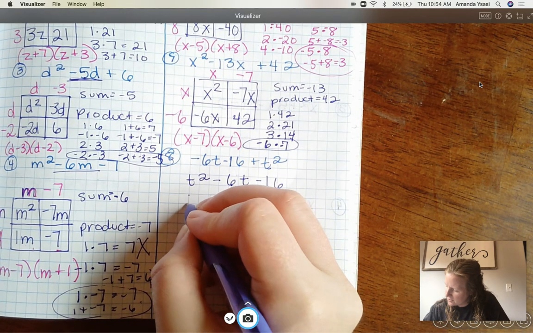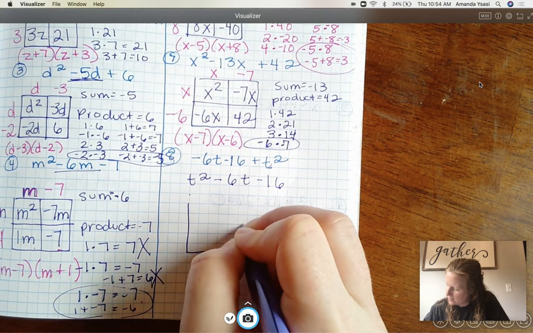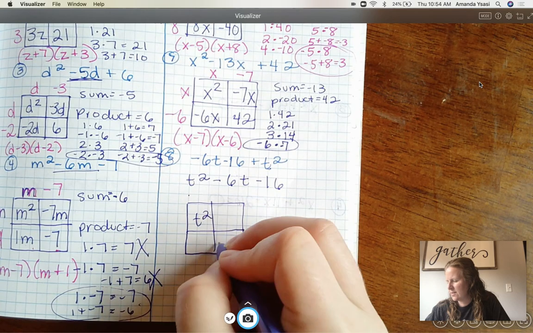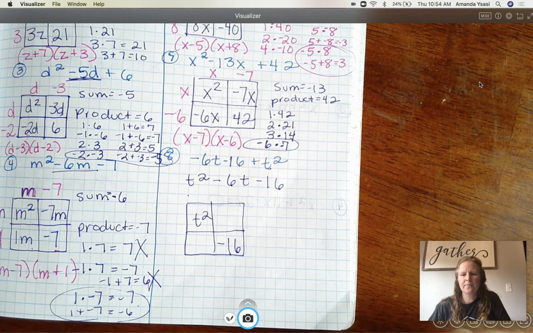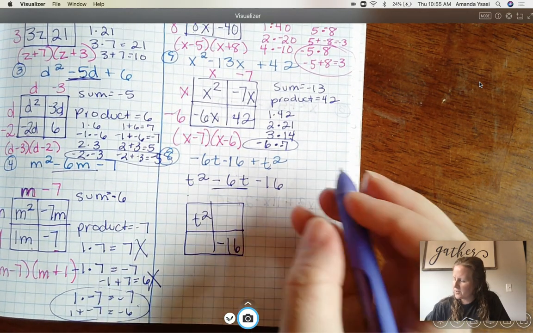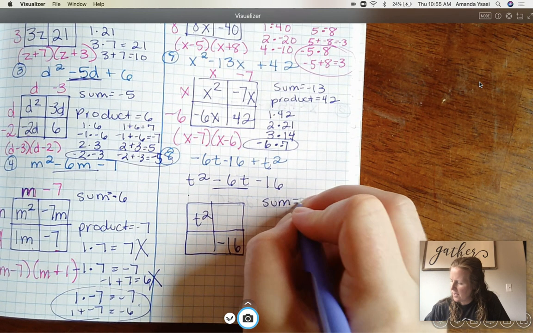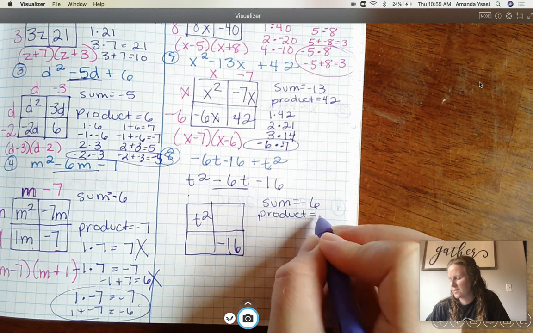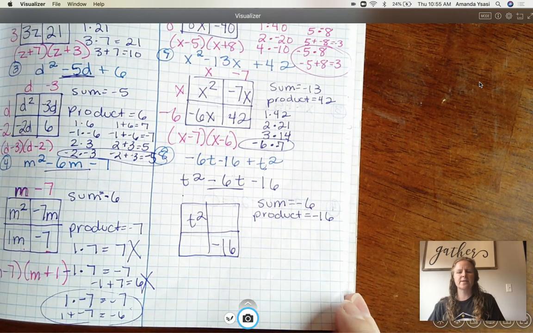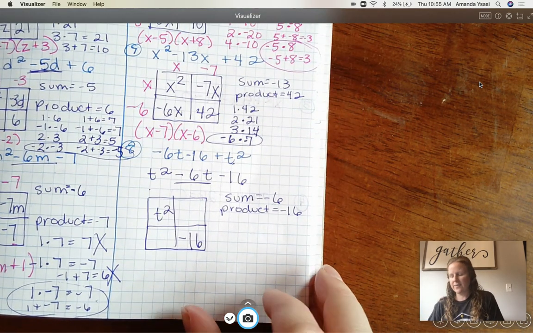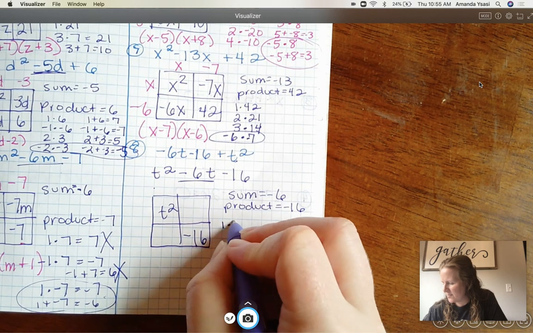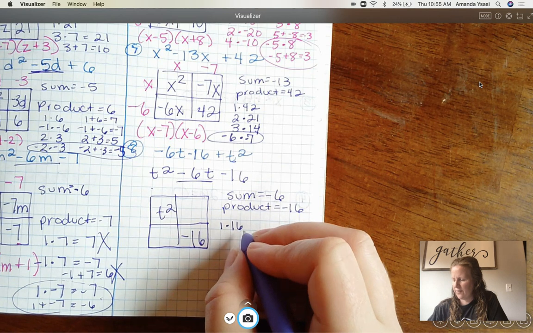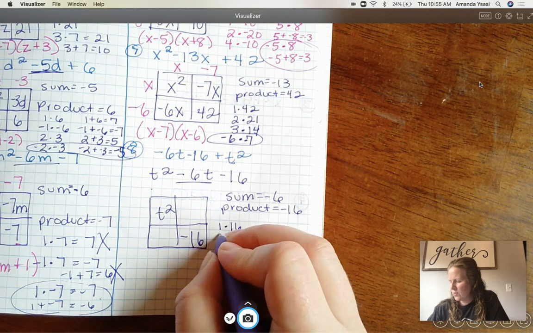Okay, so let's make our box. So here is t squared. This is negative 16. So we want a sum of the middle term, negative 6, with a product of negative 16. Okay, so let's think about all the factors of negative 16. So 1 times 16, but if we add those, that'll get 17. That's too high. 2 times 8.